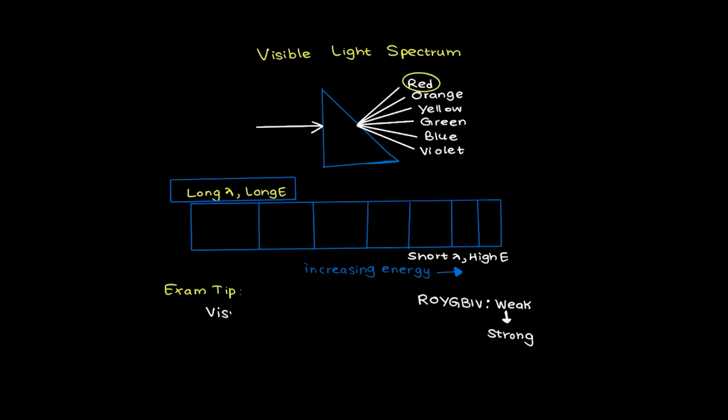Here's a WGU C165 OA exam tip for you. Red has the longest wavelength and lowest energy in visible light. Violet has the shortest wavelength and highest energy. Roy G. Biv goes from weak to strong. Quick recall hook. Red is restful. Longest wavelength, lowest energy in visible light.